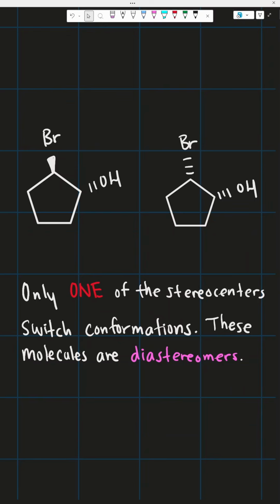In B, only one of the stereocenters change. We can see that the dashed OH constituents stay the same in both, but only the bromine changes. These molecules are referred to as diastereomers, which means that not all of the stereocenters change conformations.